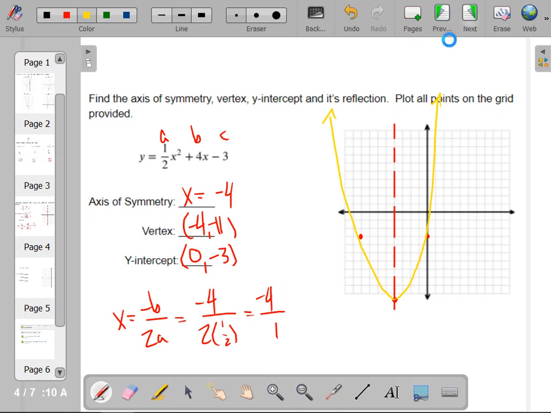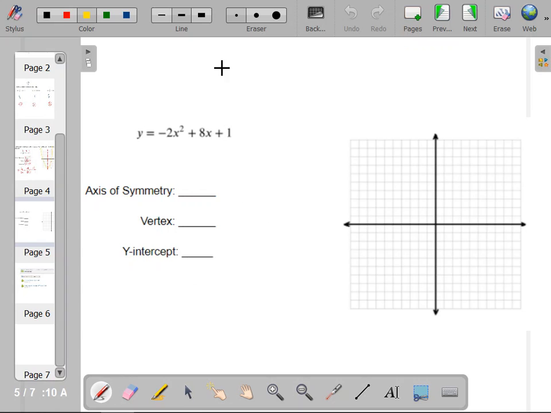Let's do one more. So we'll go through this a little quicker. We're going to first do the opposite of b over 2a again for the axis of symmetry. The opposite of 8 is -8, and a is -2. So -8 divided by, simplify that first, -4 is 2. X equals 2 is the axis of symmetry. That's right here. That's the x-coordinate of the vertex.